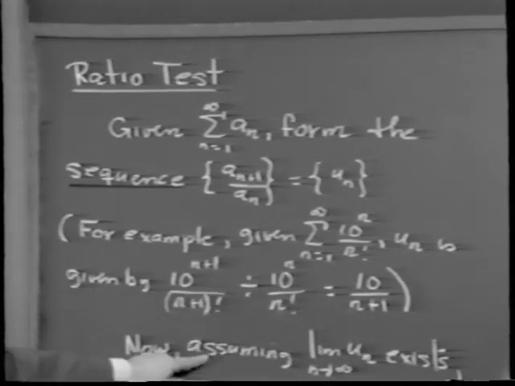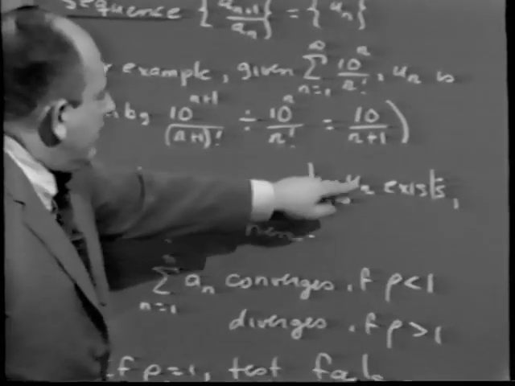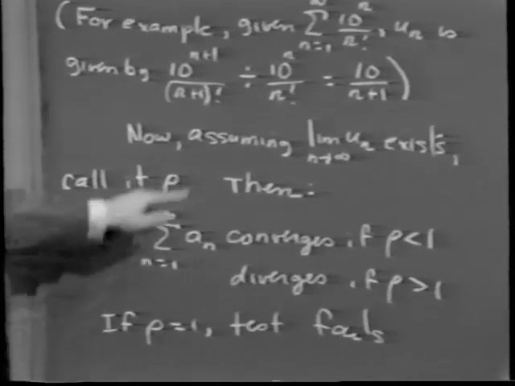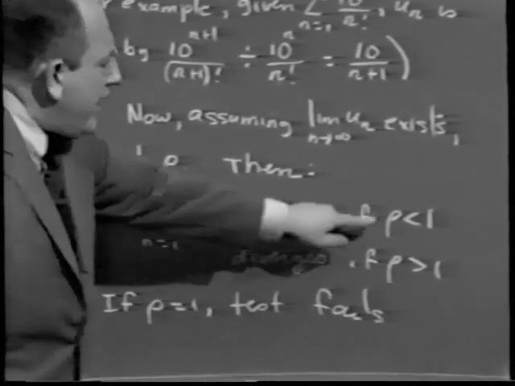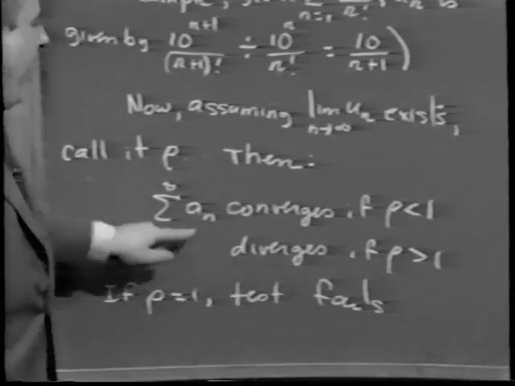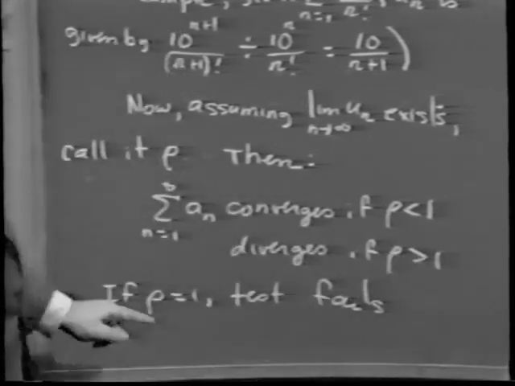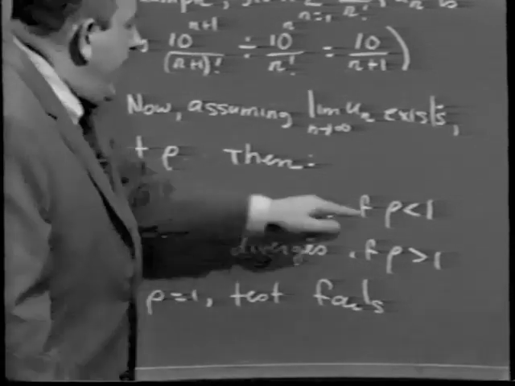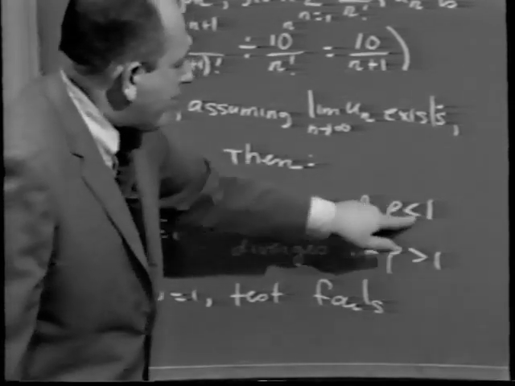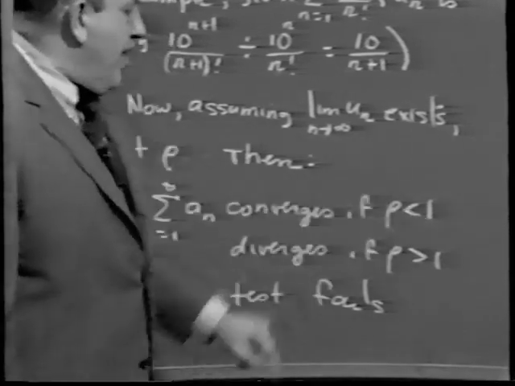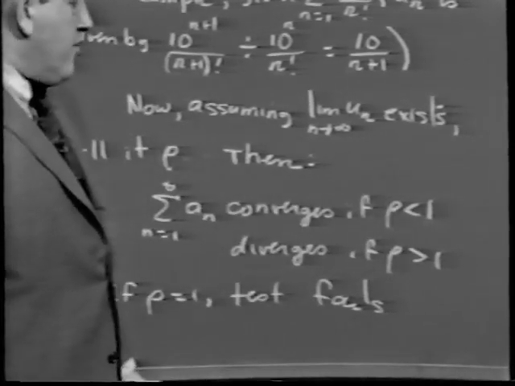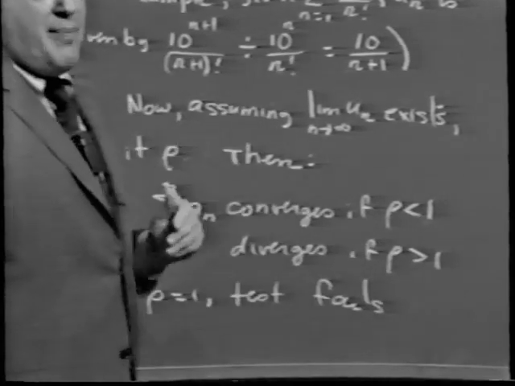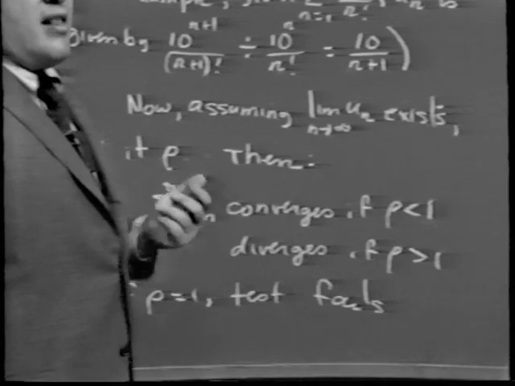Now, here's what the ratio test says. Assuming that the limit of u sub n as n approaches infinity exists, call it rho. Then the series converges if rho is less than 1, and diverges if rho is greater than 1, and the test fails if rho equals 1. In other words, if the terms get progressively smaller so that the ratio in the limit stays less than 1, then the series converges. If, on the other hand, the ratio in the limit exceeds 1, that means the terms are getting big fast enough so that the series diverges.